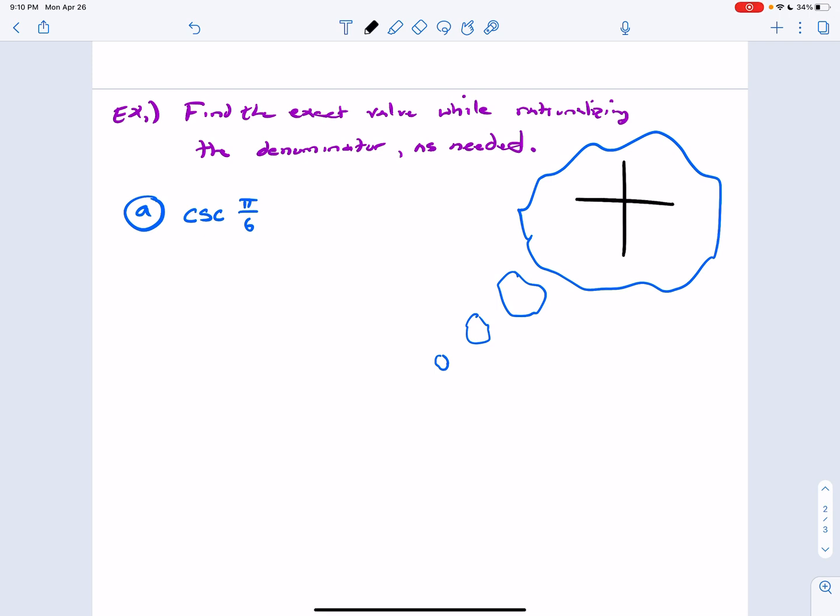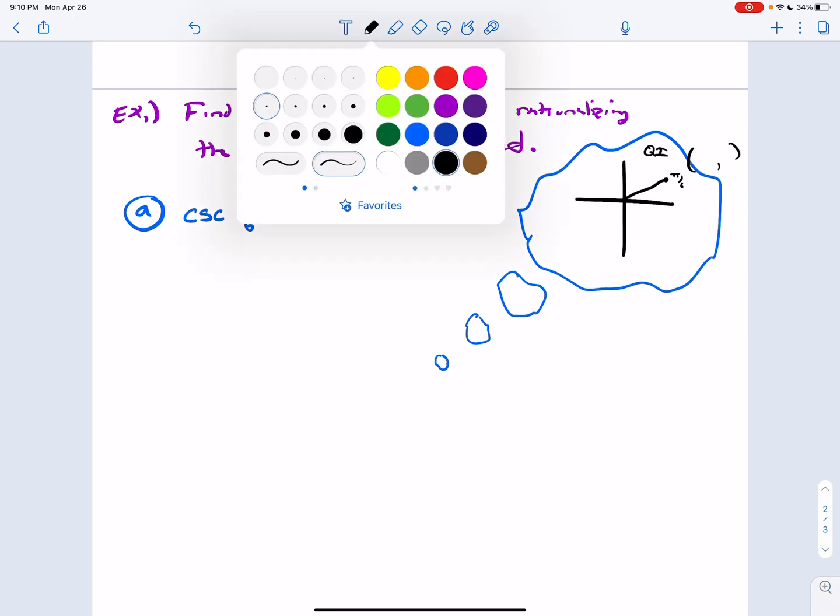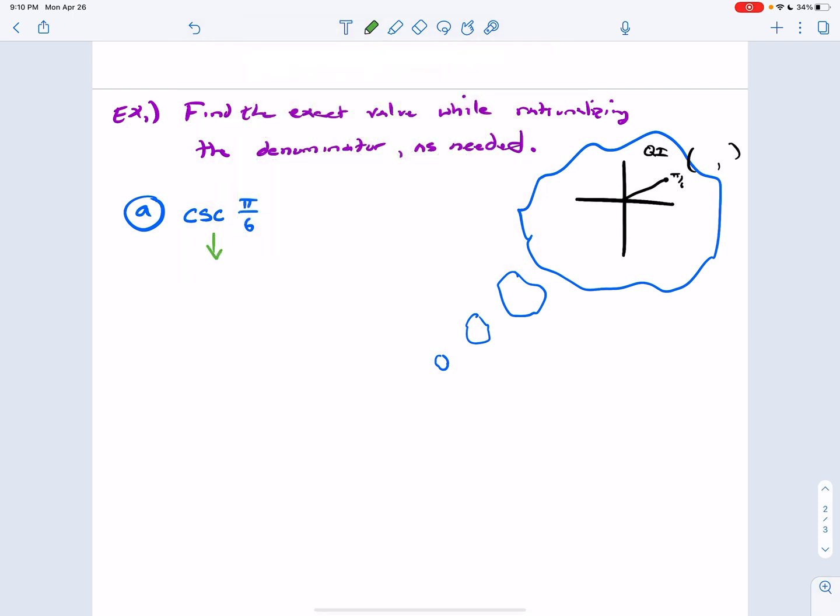Pi over 6 has nothing at the top except for a pi. So that tells you that you're somewhere in quadrant 1. But specifically, you're at that first location right there at pi over 6. Okay? So then you remember the coordinates there. You could look at the unit circle if you need to. So in my mind, here's what I'm thinking. I know that cosecant is the reciprocal. So when it's the reciprocal, I just do 1 over the sine of pi over 6.